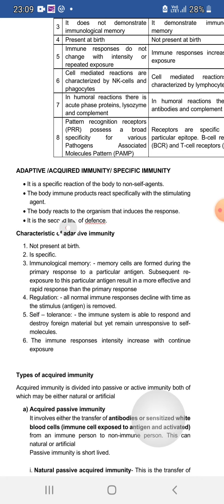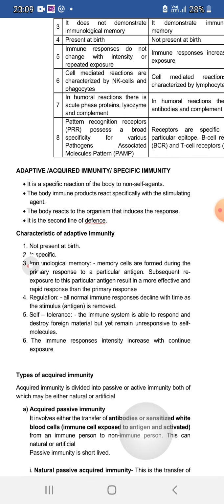This is the second phase of defense, the second line of defense. We saw the first line. So the characteristics of adaptive immunity: it is not present at birth. It starts after birth when you are exposed to non-self agents. Now I'm not going to use the word foreign; from now I'm going to use non-self agents. Then it is specific to the non-self agent.